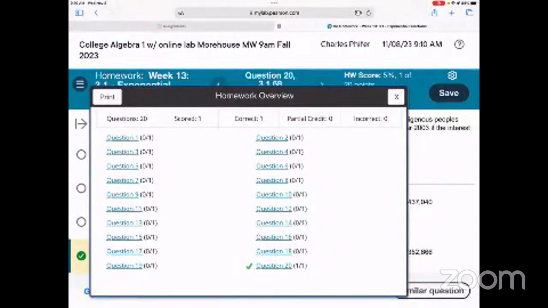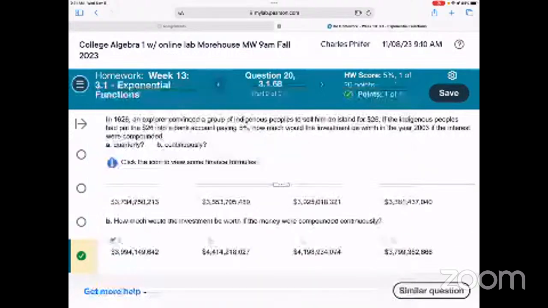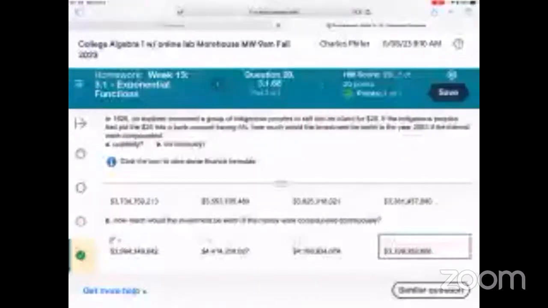Well, I'm on the same question. It's a similar format, but it's different numbers. What kind of calculator are you using? TI 84 plus.